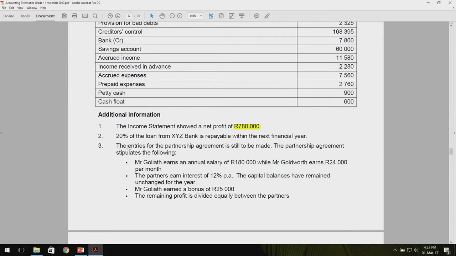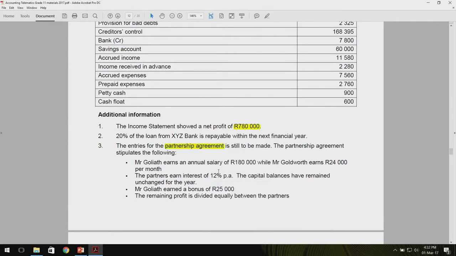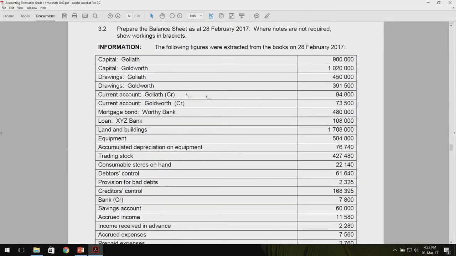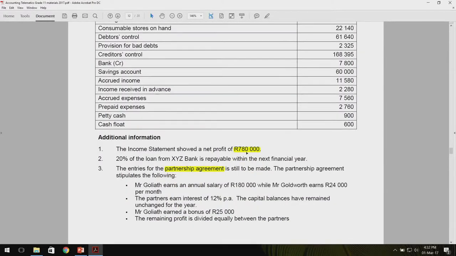And then we're going to need all this information, the partnership agreement, so I'm going to highlight that as well. So that's the information we're going to need for our current account note. And we're going to need this information here. That's the only information we're going to need for now. I'm going to keep the text on yellow and work with it, so you know exactly what we need.